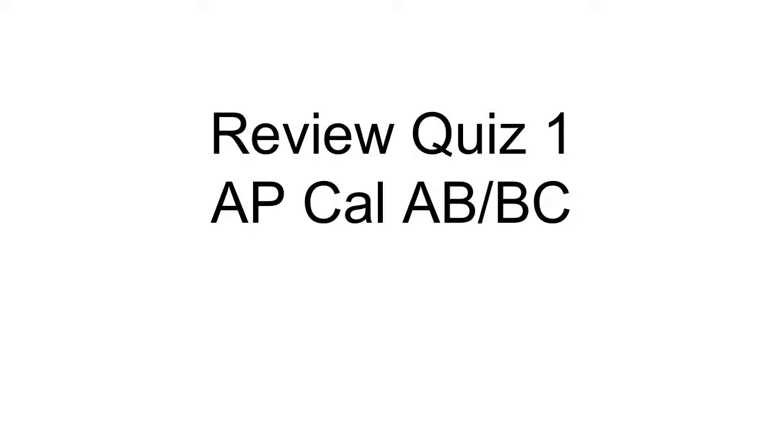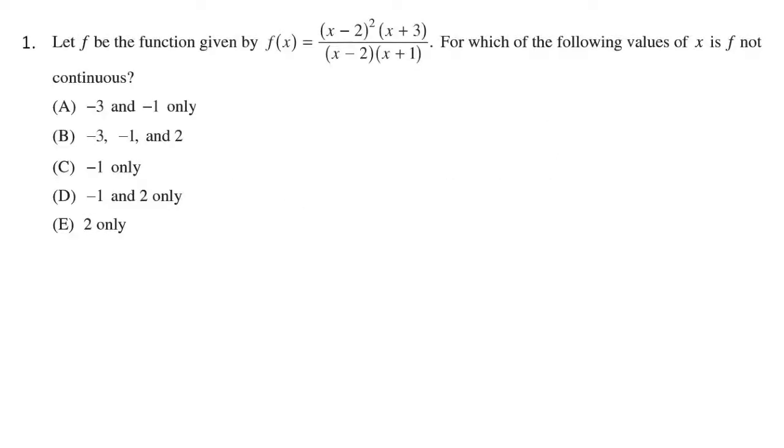Okay, this should be the solutions to your first review quiz. On number 1, it tells you to let f be a function given by, and you see your function, for which of the following values of x is f not continuous. So we do need to remember what it means for f to not be continuous.